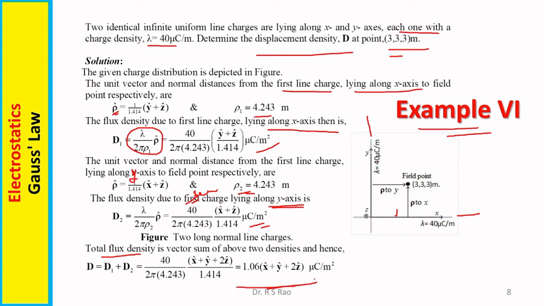Note, while moving further, note the field point is not in the xy plane. If the field point were in the xy plane, the distance from the line charge would have been 3 meters. But it is not in the xy plane, its location is (3, 3, 3).